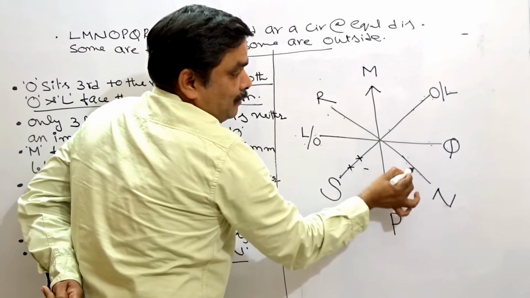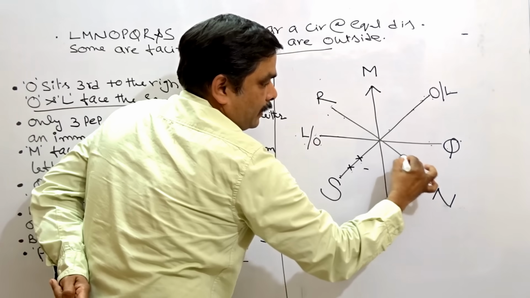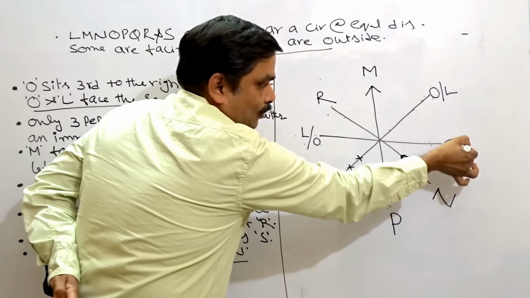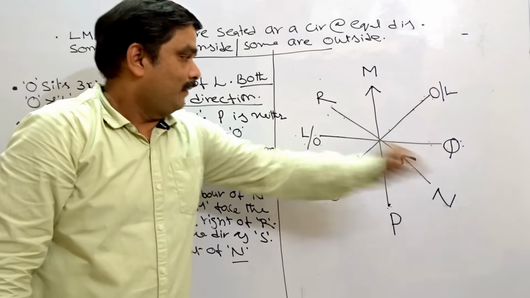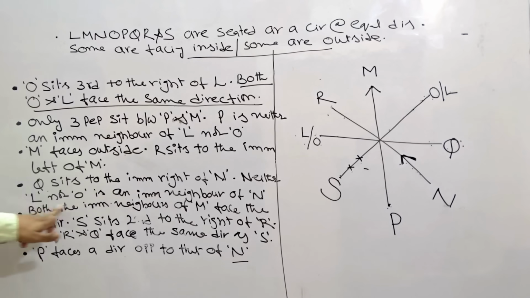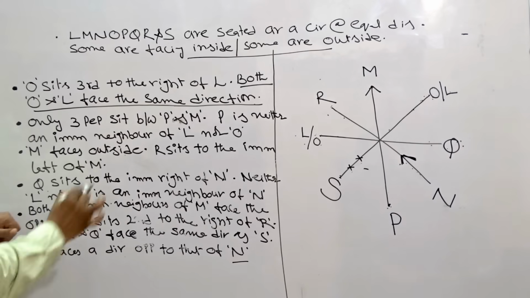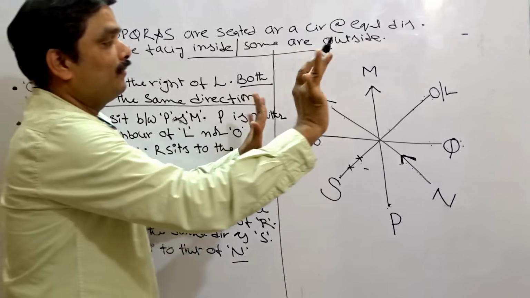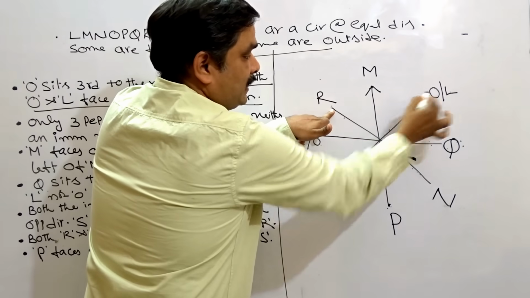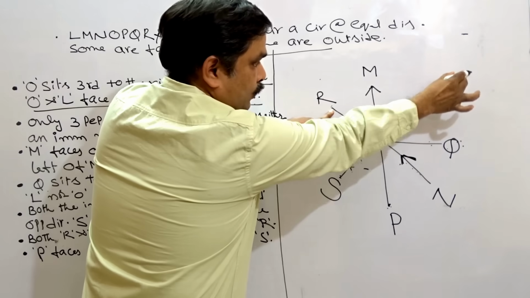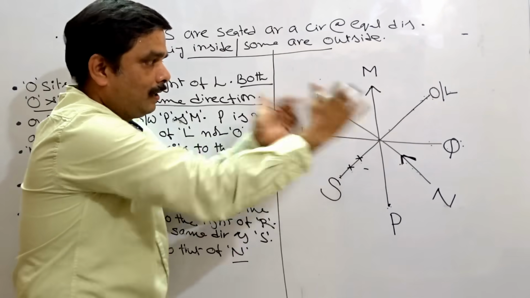Now Q must be sitting immediate right side of N. So N must be facing inside. If N is facing inside, Q should be on the immediate right. So this is also we got. Alright, then go for the next information. Both the immediate neighbors of M face the opposite directions. What's the meaning of this one? It means if this person is facing outside, this person should be facing inside, or vice versa.